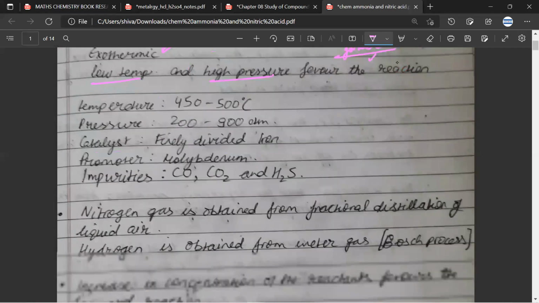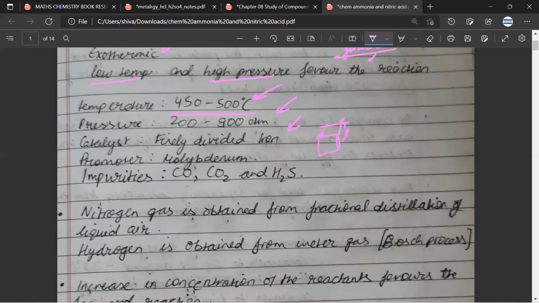Now we have some conditions of the reaction. Temperature is 450 to 500 degrees Celsius. Please do remember the range. Pressure is 200 to 900 atmosphere. Catalyst is finely divided iron. Finely divided means, as I said before, if you have a huge block of iron, you don't dip the whole block into the reaction. You grind this block thoroughly into smaller pieces so that maximum surface area is provided for reaction. Then we have the promoter, which is molybdenum, and impurities such as carbon monoxide, carbon dioxide and hydrogen sulfide.